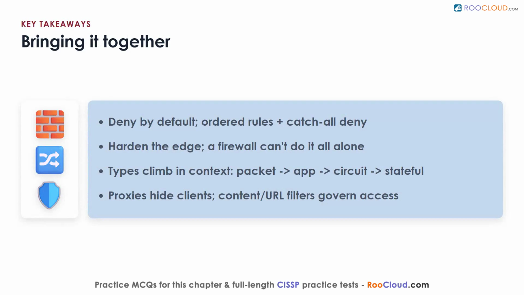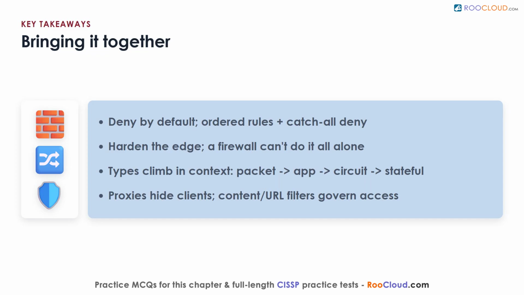A firewall filters between trust zones on a deny by default stance, with ordered rules and a final catch-all deny. Harden the edge with a bastion host and ingress and egress filters, and remember what a firewall cannot do alone, which is why multifunction appliances exist.